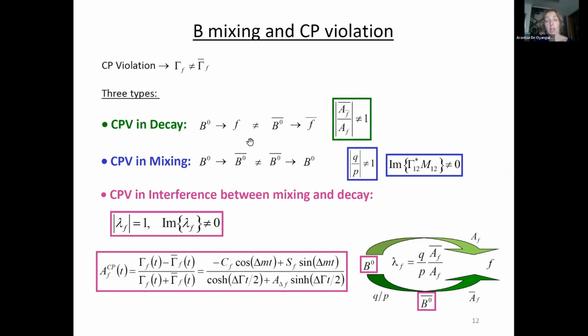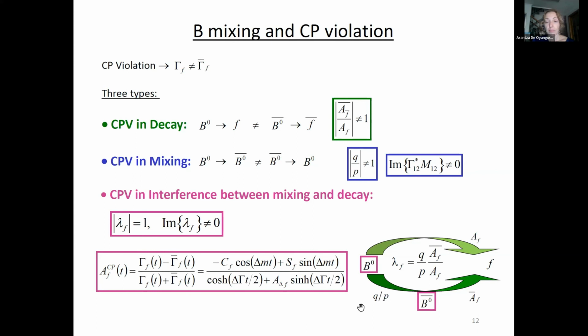This implies that you have a direct CP violation, and this means that the ratio of the amplitudes of these two processes is different to 1. We can also have violation of CP if I observe that the amount of B0 becoming an anti-B0 is different to an anti-B0 going to a B0. That is CP violation in mixing, and this is governed by this equation here. Or I can have a CP violation in interference between mixing and decay. Okay, and this is usually studied using this CP asymmetry, which is shown here.